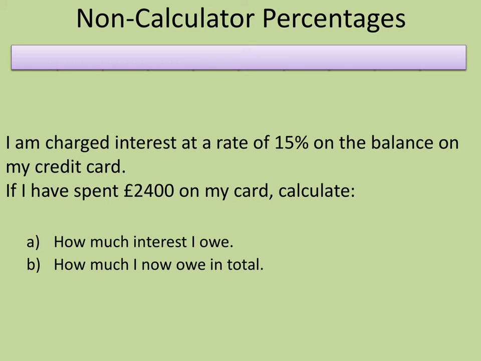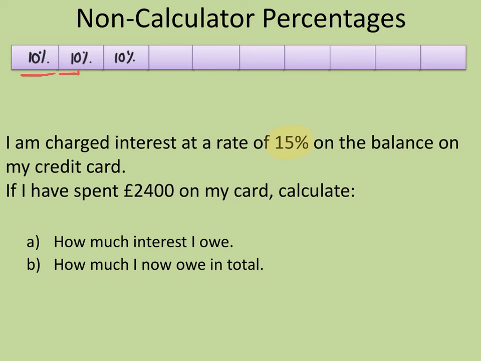Okay, one more question here. This time I've been spending on my credit card. I am charged interest at a rate of 15% on the balance of my credit card. If I have spent £2,400 on my card, calculate how much interest I owe and then how much I owe in total. So remember, the whole bar is worth 100% and I have spent 2,400. Again, I have split my bar into 10 pieces, so each piece is worth 10%. Now my interest rate is 15%, so I'm going to have to take one of these boxes plus half of another one.